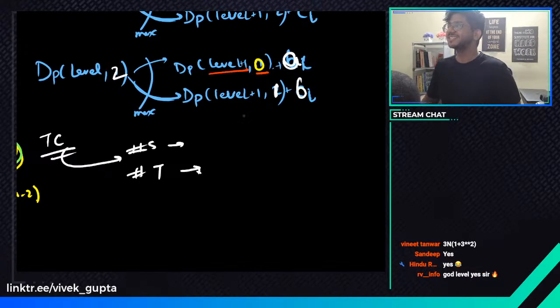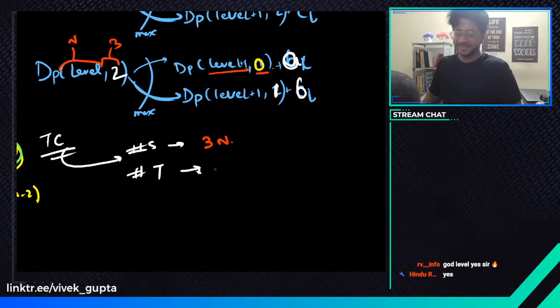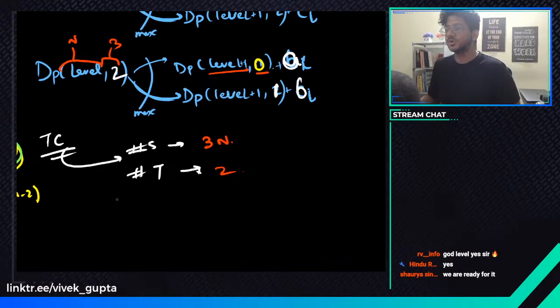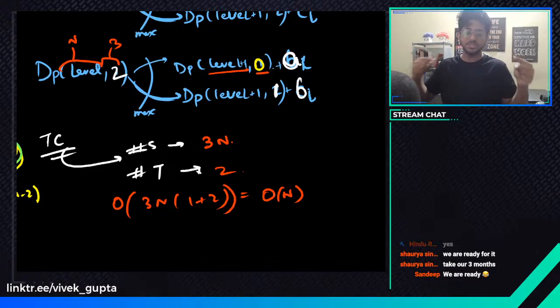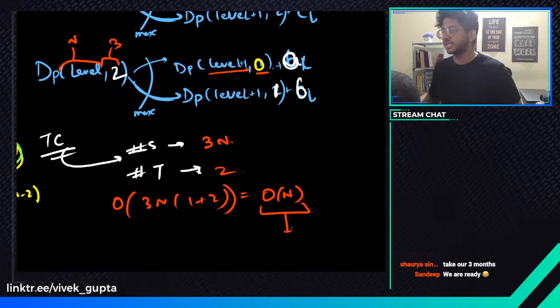So level, there are 3 choices over here. This can take 3 different options, and the level can take n different options. So 3n states over here. And for each state you have 2 transitions. So order of 3n into 1 plus 2, which is going to be order 9n, but order n actually. Never use the intermediate 9n to check. Always use the final time complexity to check whether it will pass or not. Order n will pass, so yes, we can use it. Okay, that's correct.